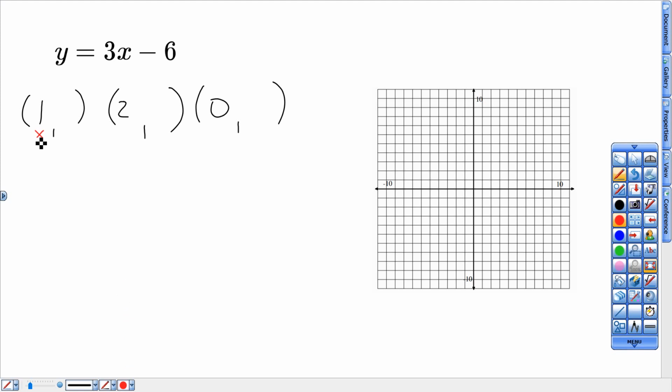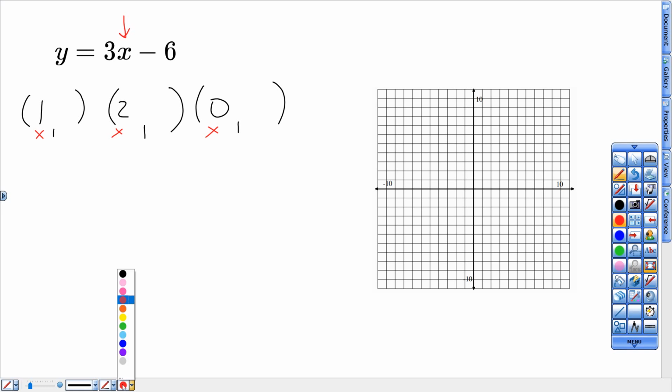You choose the x value in these equations. You choose what goes right there. You get to choose whatever you want. That makes this the independent variable. It's independent. You can pick whatever you want. I'm going to pick 0, 1, and 2.